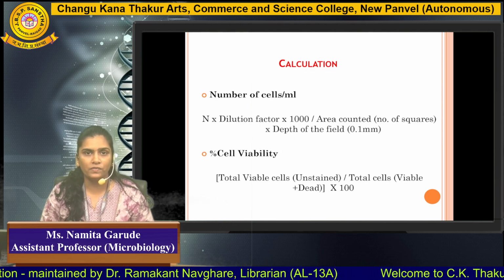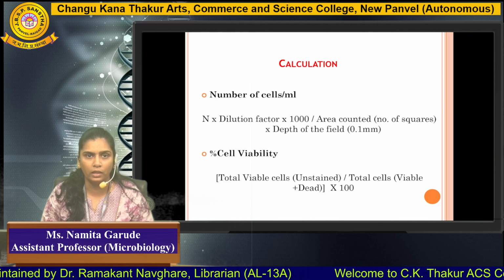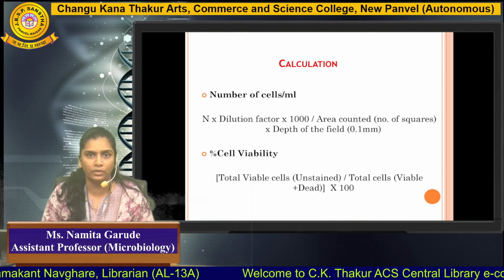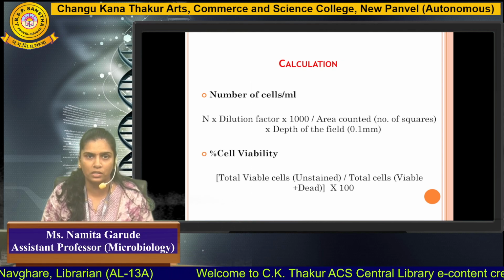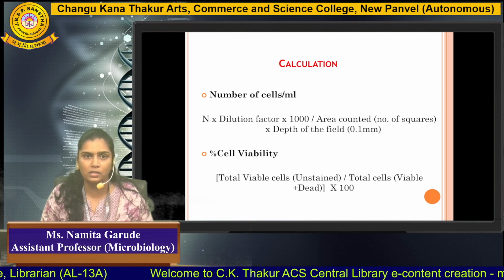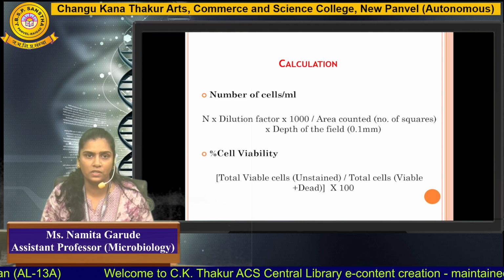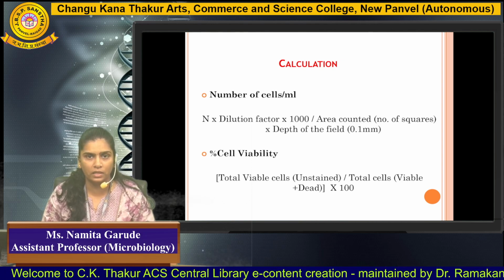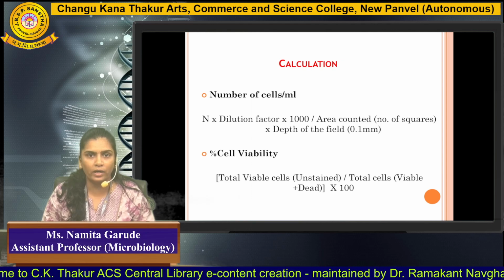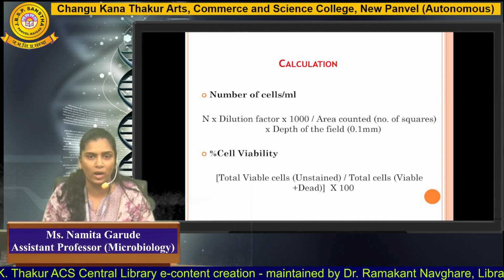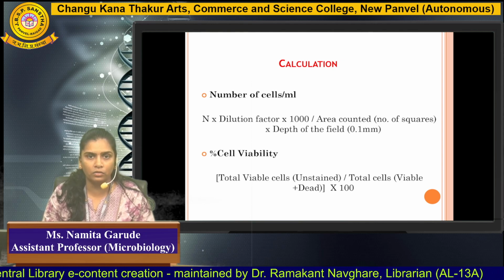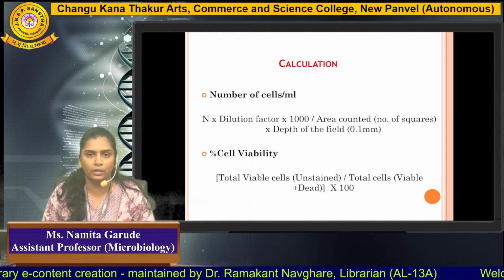Calculation: the number of cells per ml is equal to N into dilution factor into 1000, divided by area counted, that is number of squares into depth of the field, where N is the number of cells counted. Percent cell viability is the total number of viable cells, which are unstained, divided by the total number of cells, which contains viable as well as dead, meaning colored and non-colored cells, into 100.